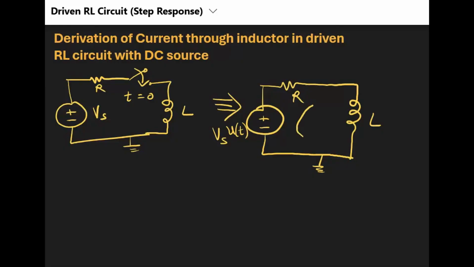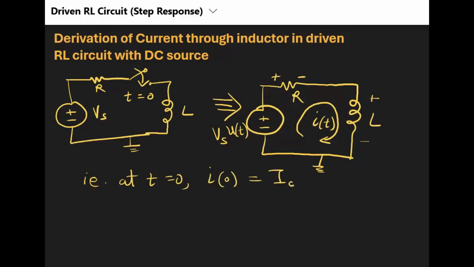Now we will apply KVL here to find the equation. Before applying the KVL, let us define the initial condition, that is, at t equals 0, i(0) is equal to I0. So initially this is the value. Now apply the KVL.